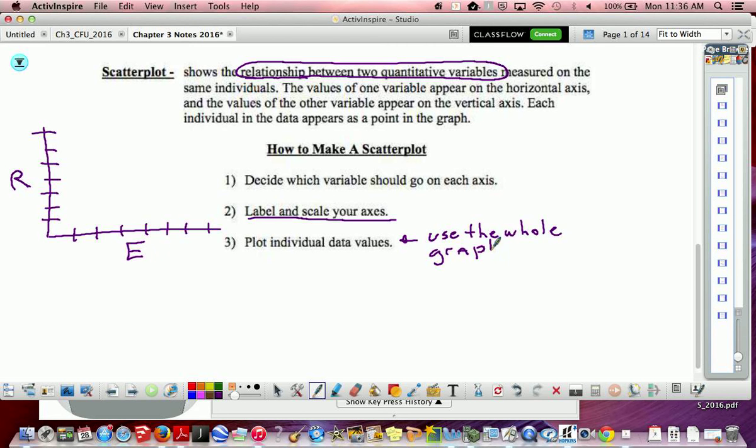Meaning when you graph it, you want it to take up the entire graph. Doing something like this, where you have all the data points just right here, would be a bad example. Okay? You want to make sure that you're using your entire area so that you get a good picture of what's going on with your data.